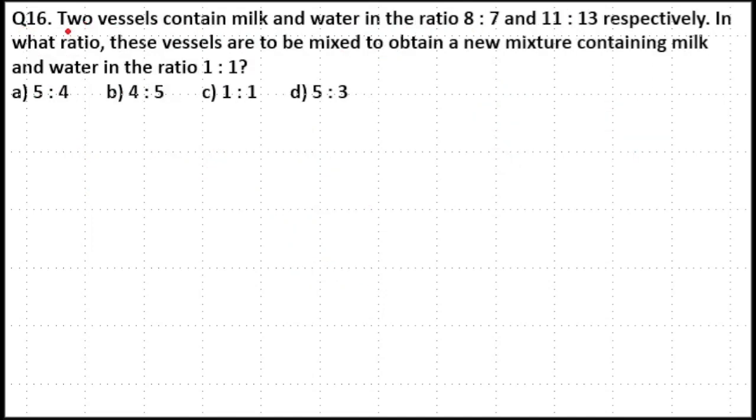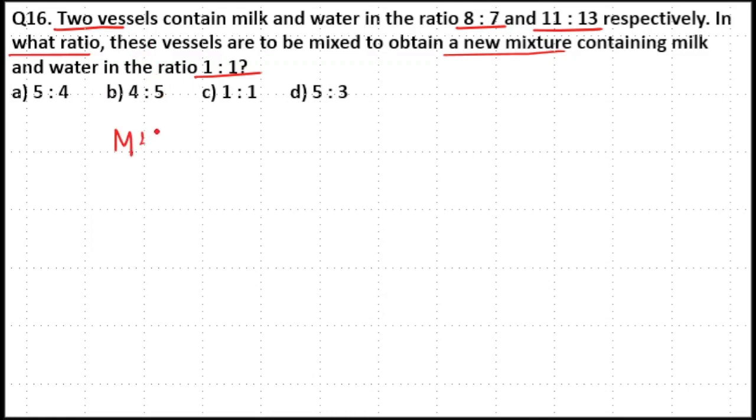Next is question number 16. Two vessels contain milk and water in the ratio 8:7 and 11:13 respectively. In what ratio these vessels are to be mixed to obtain a new mixture containing milk and water in the ratio 1:1? This is an alligation problem. We have discussed 15 mixture problems. Now this is an alligation problem.